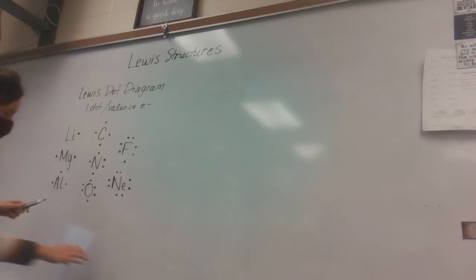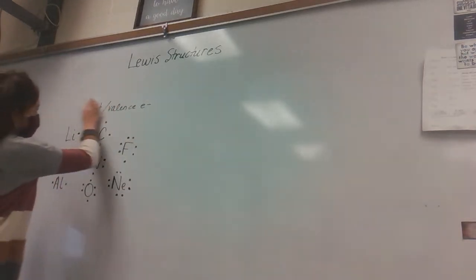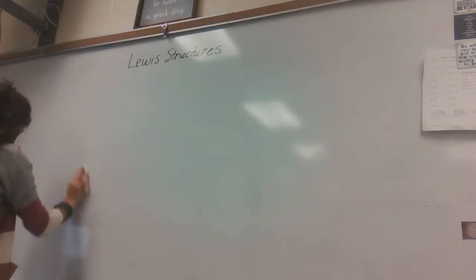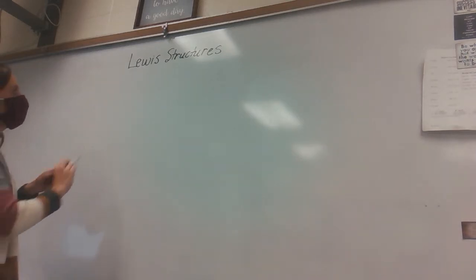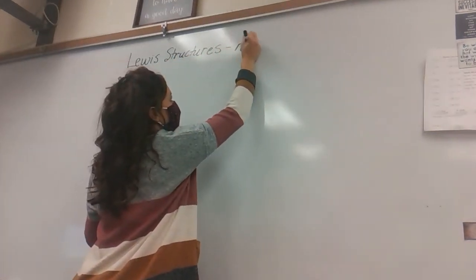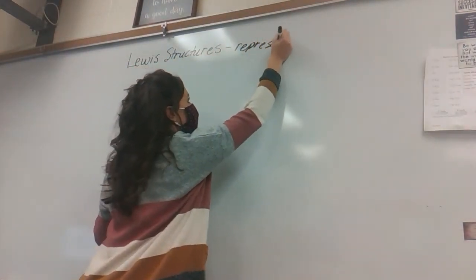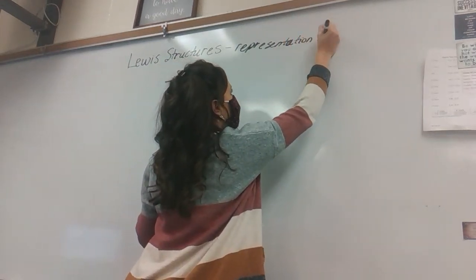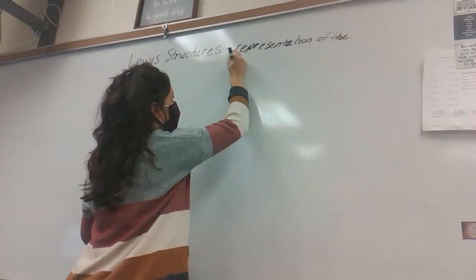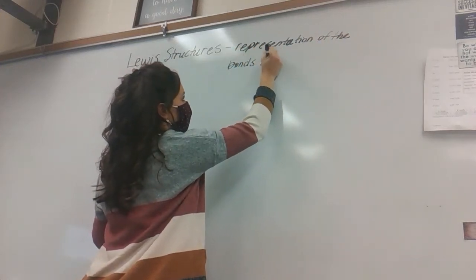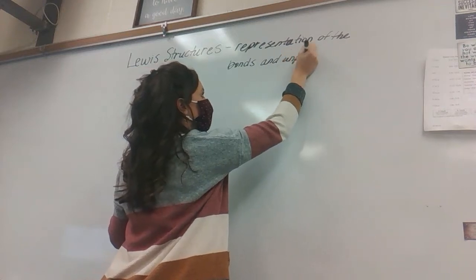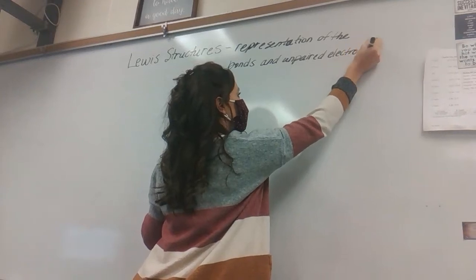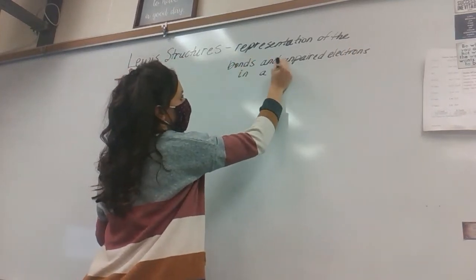Okay. The next thing is a Lewis structure. And a Lewis structure has some rules or steps to drawing them. But what it is, is a representation of the bonds and unpaired electrons in a molecule.